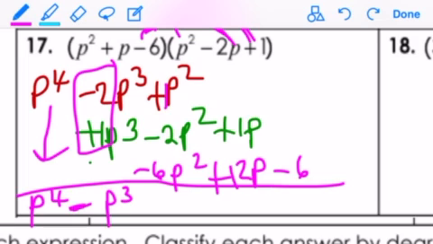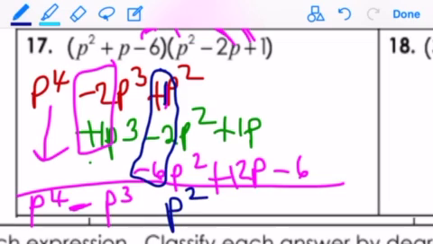All right, so now let me switch the color. We're going to go to p squared. So we have plus 1p squared, minus 2p squared, minus 6p squared. It could be plus a million other p squareds. It's still going to stay a p squared. It's not p to the 4th, not p to the 6th. Okay, so 1 minus 2 minus 6 is going to be negative 7. So I'm going to say minus 7 p squareds.